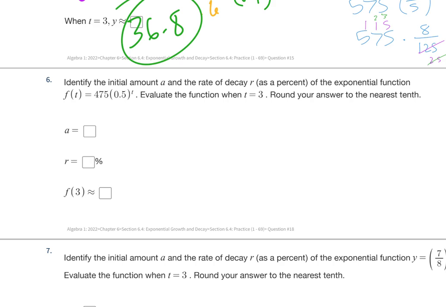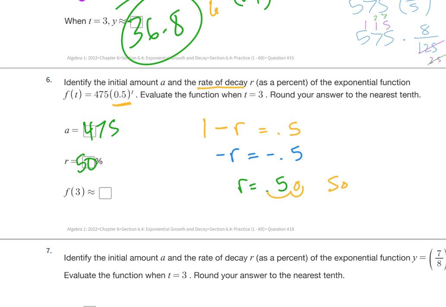Identify the initial amount, 475. The rate of decay is 50%. And if you're like, how does he know that? That right there is our rate of decay. They've already simplified it. So if you want to, you can think of it as 1 minus r equals 0.5. How would you solve that? Well, let's subtract r, and we would get negative 0.5. So r must be 0.5. And then, as we hopefully know, you bounce it twice, and it's 50%.